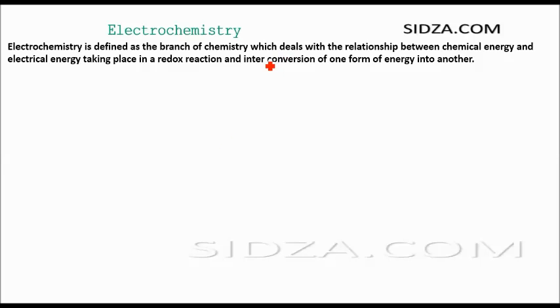Now in this lecture we will discuss electrochemistry, what the chapter is all about, what we have to study in electrochemistry. See, electrochemistry is the branch of chemistry which deals with the relationship between chemical energy and electrical energy, taking place in a redox reaction.